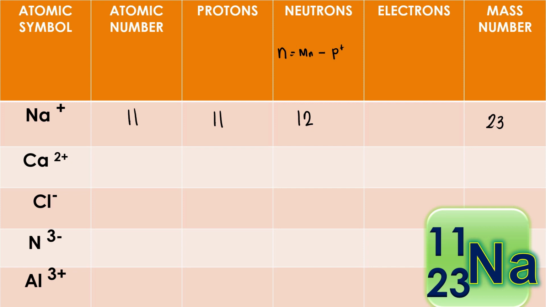Now, since it is positive, to identify the number of electrons, all we have to do is subtract. So 11 minus 1, we have 10 electrons.